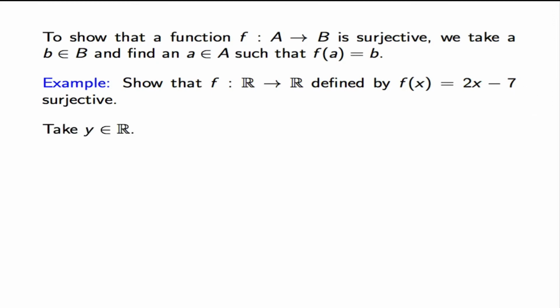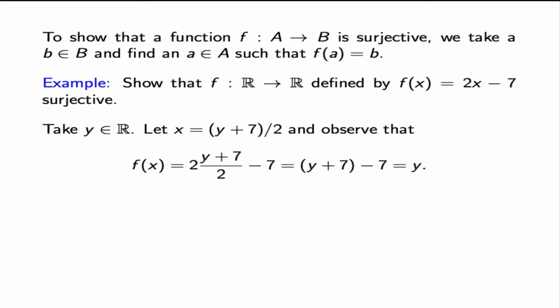Then what we do is the following. We start with an element y in R. This y is taken to belong in the codomain. Here, of course, the domain and the codomain are the same, but we think of y as belonging to the codomain. And we need to find an x for which f of x is equal to y. And I claim that x equals y plus 7 over 2 works. And yes, it does, because f of x is twice this x, which is twice y plus 7 over 2, minus 7, which is y plus 7 minus 7, which is indeed y. So I have shown that f is surjective.